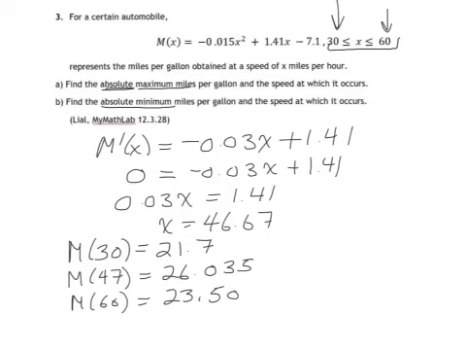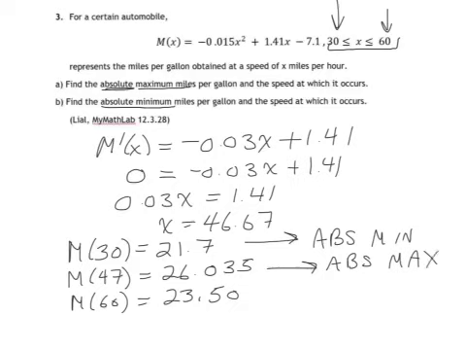So we can see just by comparing those numbers that at 30, we're going to have our absolute minimum. Again, absolute meaning that it fits in that range. And at 47, we're going to have our absolute maximum. So you can see that you actually get better miles per gallon when you're traveling slower at 47 miles per hour versus 60 miles per hour.